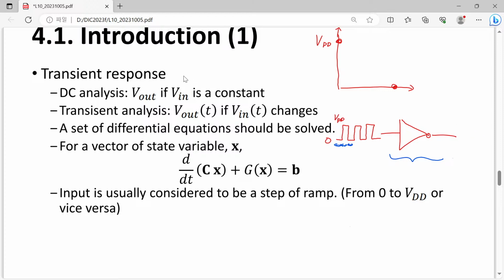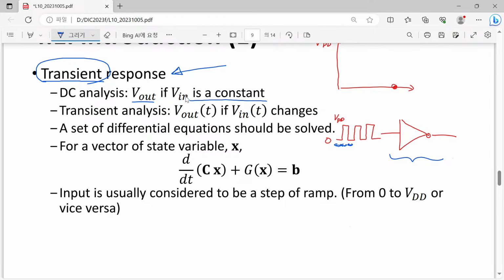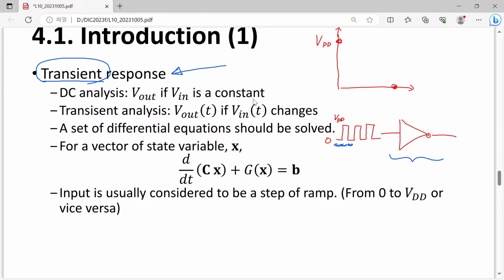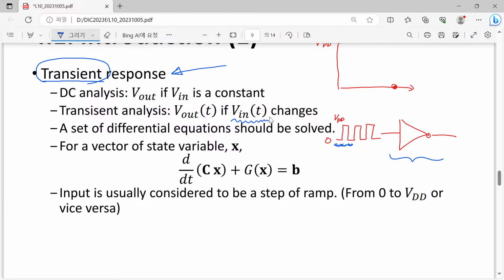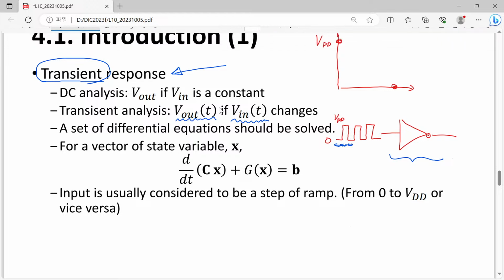So why am I talking about this? Of course, static response is the basic lesson we have to study. However, in reality, we have to consider the time-varying, time-dependent, transient response. Simply speaking, DC or sometimes steady-state analysis means that the input is regarded as a constant time-invariant signal, and the output will also become a time-invariant signal. That is the way we consider DC analysis. Instead, when we consider realistic transient simulation or analysis, we assume that the input signal is a time-varying signal, and as a result, the output is also regarded as a time-varying signal.